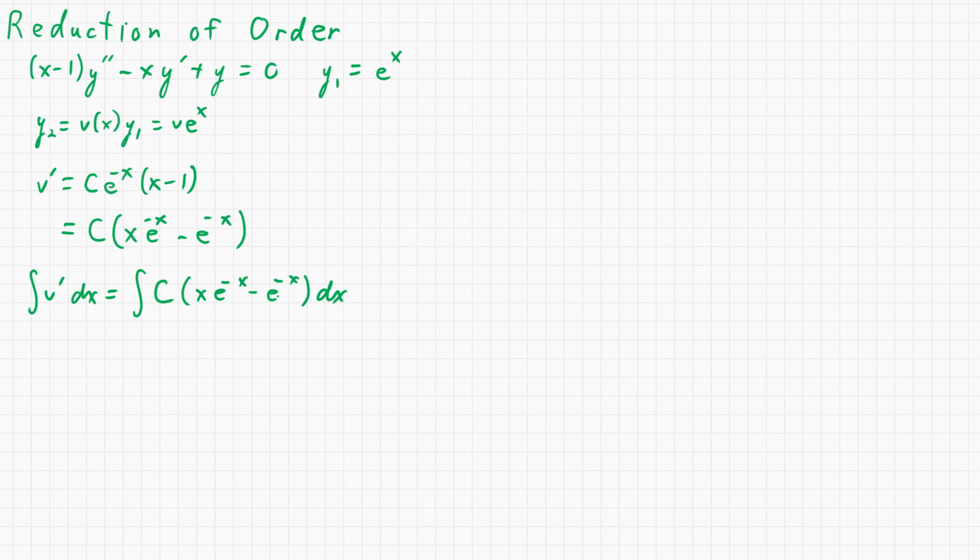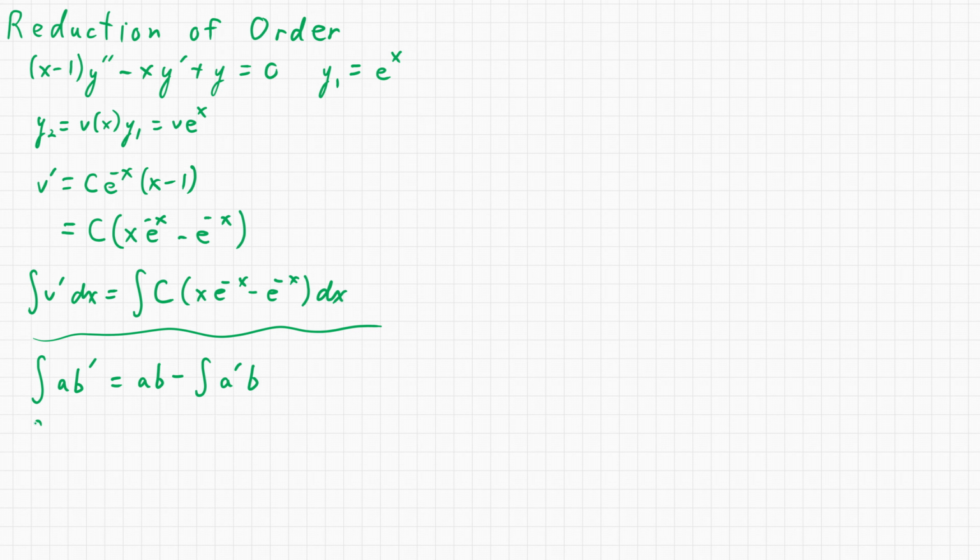So the integral of e to the negative x, that one's not that bad, but I do have to do an integration by parts for the x e to the negative x. Let's go ahead and do that one. Because I already used the letter v here, I'm going to use a and b for the integration by parts formula. So I have the integral of a b prime equals a b minus the integral of a prime b.